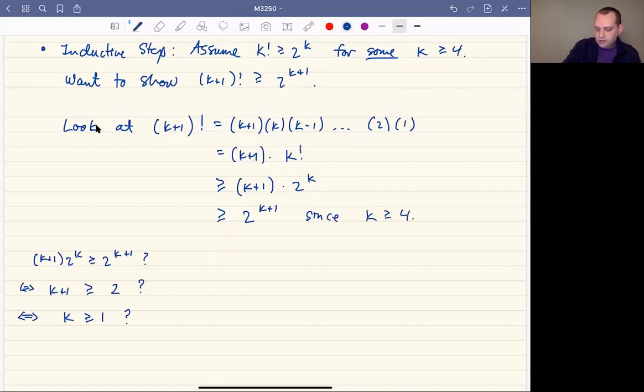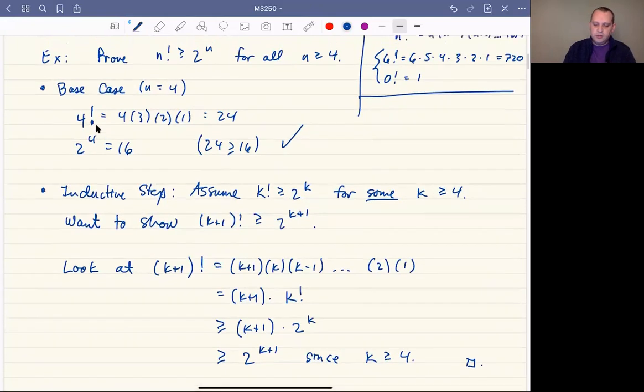And we're done. So that means that we can stop. There's our inductive proof. We've established exactly what we wanted, that 2 to the n is less than or equal to n factorial for all n greater than or equal to 4.